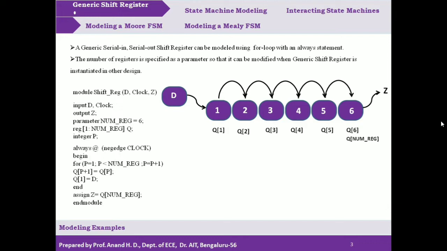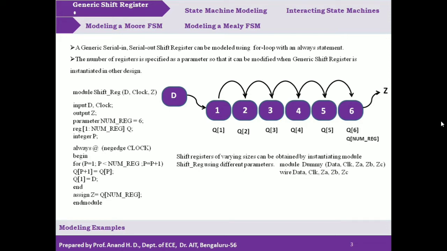So now we can instantiate this generic shift register with variable size. So how we shall see, if we consider an example of a dummy module with parameters data, clock, ZA, ZB, ZC, and all these parameters are of type wire. So when we consider first instantiation of this shift register, shift reg, instance name is SRA, and then it is simply instantiated. So it is also a 6-bit shift register.